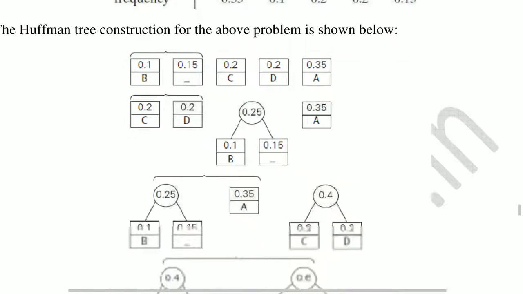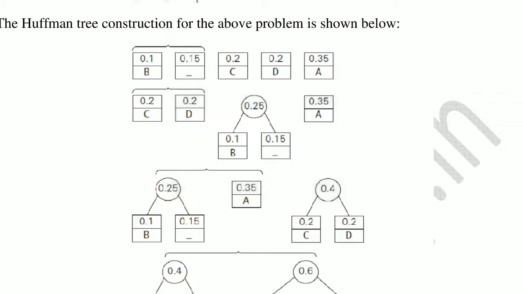Same again, you continue and find the next two smallest. C and D are the next two smallest, because among 0.2, 0.2, 0.25, 0.35, which is smallest? 0.2. So add these two together. C will be your left child, D will be your right child, and the sum is 0.4, which is the value of the new node. So now I have three nodes: 0.25, 0.35, 0.4.